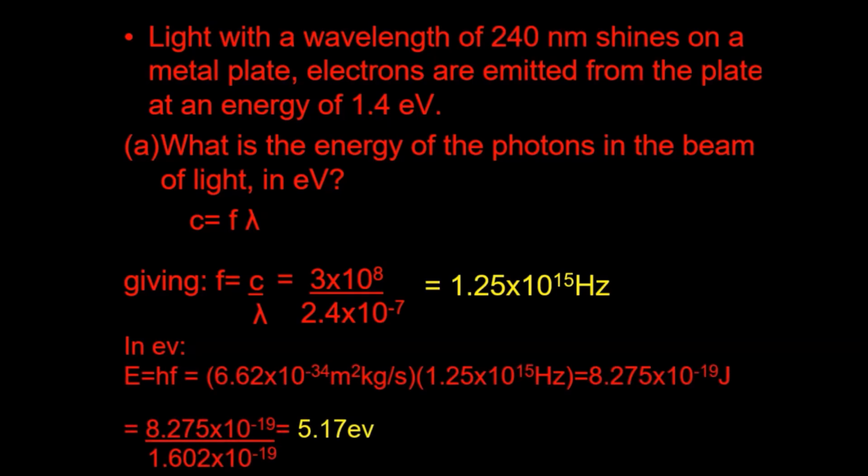So our energy is equal to h times f, Planck's constant, times the frequency, which is 8.275 times 10 to the minus 19 joules. This is an energy in joules. In electron volts, we can convert this by taking our value here and dividing by the electron volts of 1.6 times 10 to the minus 19 joules. That will give us 5.17 eV.